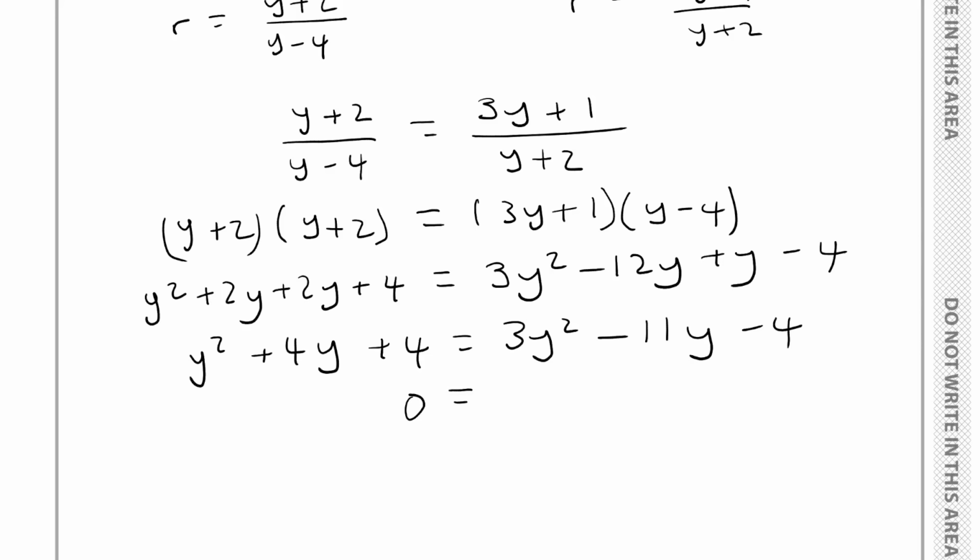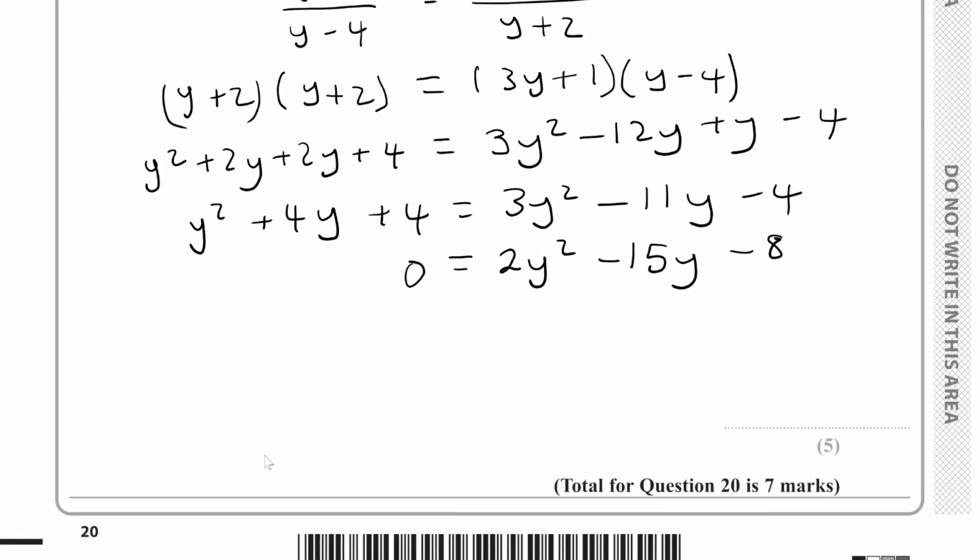I'm going to make it equal to 0. I'm going to have my y squared as positive, so I'm going to move everything over to the right. So take away y squared from both sides, take away 4y from both sides, and take away 4 from both sides. So I've got my quadratic to solve.